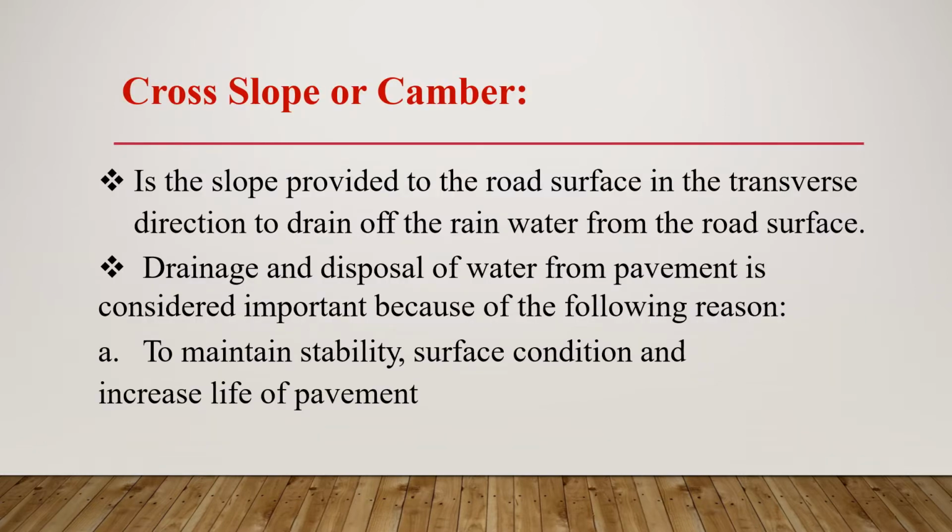Camber or cross slope. Raising the center part of the pavement with respect to the edges is called a camber. It is the slope provided to the road surface in a transverse direction to drain off the rainwater from the road surface. Drainage and disposal of water from the pavement is considered important to maintain stability and good surface condition, and to increase the life of the pavement.